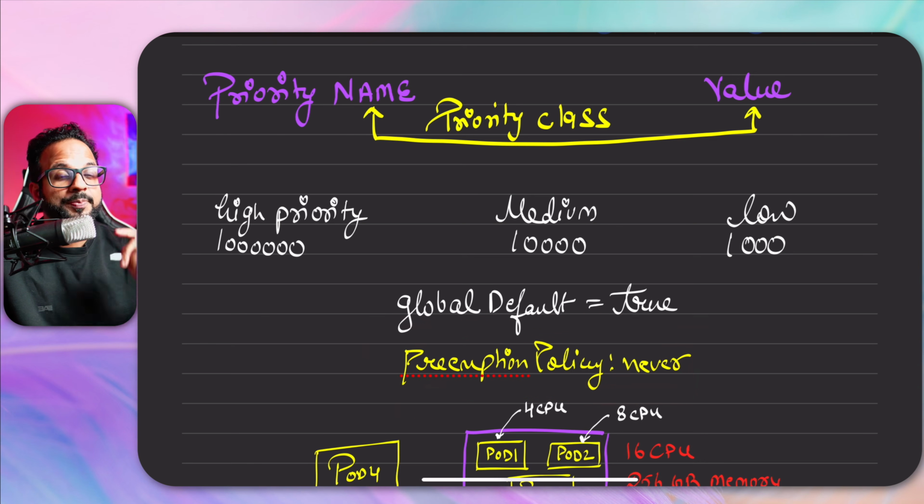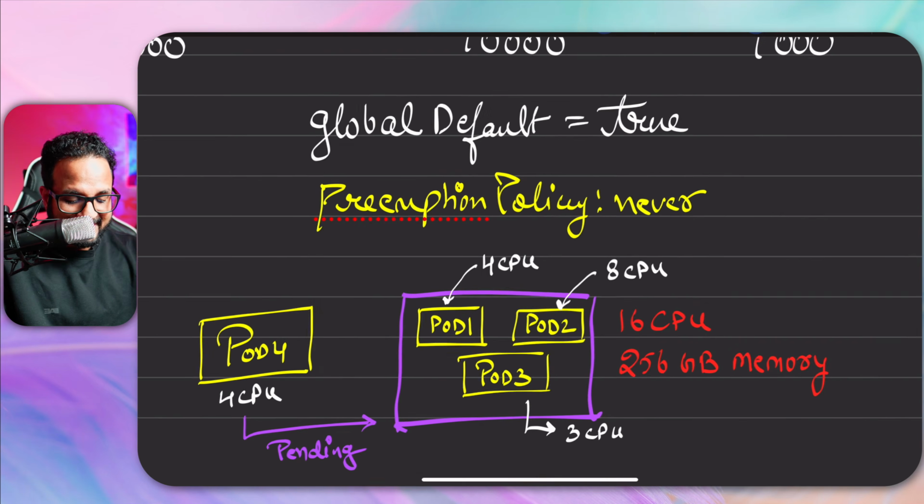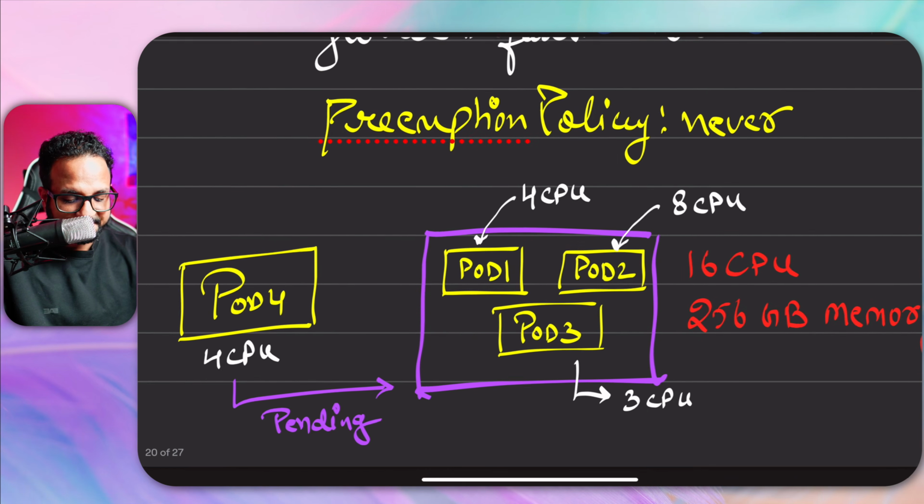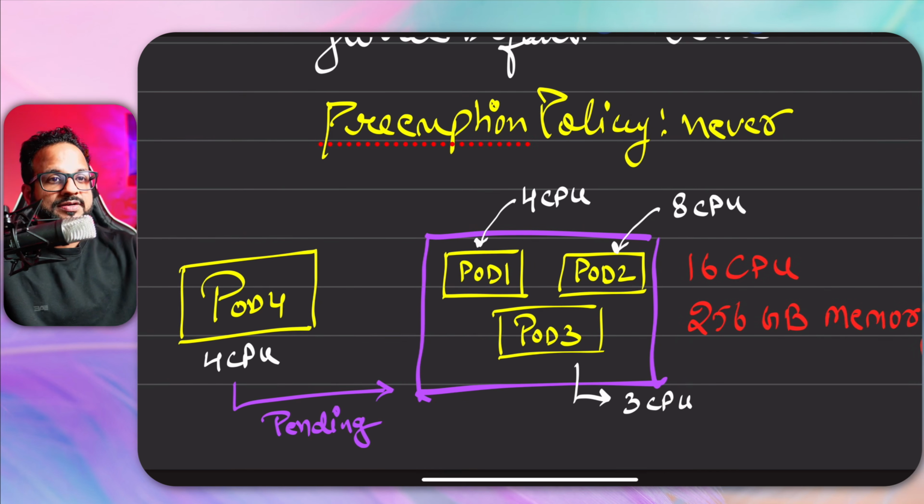So if you don't want to preempt any low priority pods, and it only works when there are multiple pods of different priority class running, then we set preemption policy as never. Okay, so let's take this example. We have a node. Let's assume it's a one node cluster.